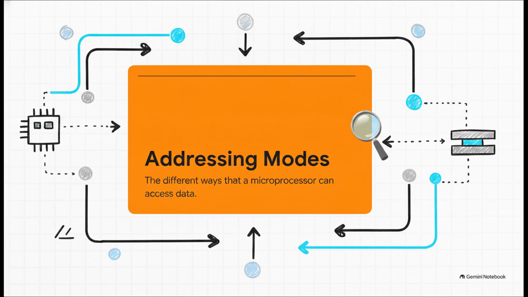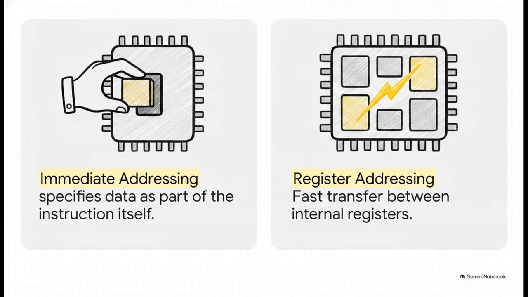This is a critical secondary layer in the logical classification of our instruction set. Just as we sort by function, we also sort by how the data is actually addressed. Let's contrast a couple of these modes. On the left, immediate addressing is when the 8 or 16-bit data is literally part of the instruction itself.